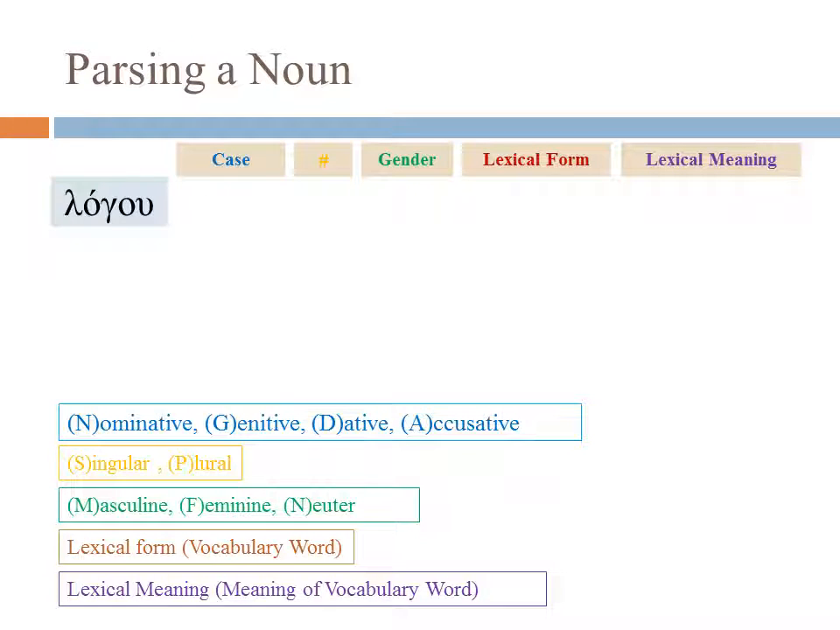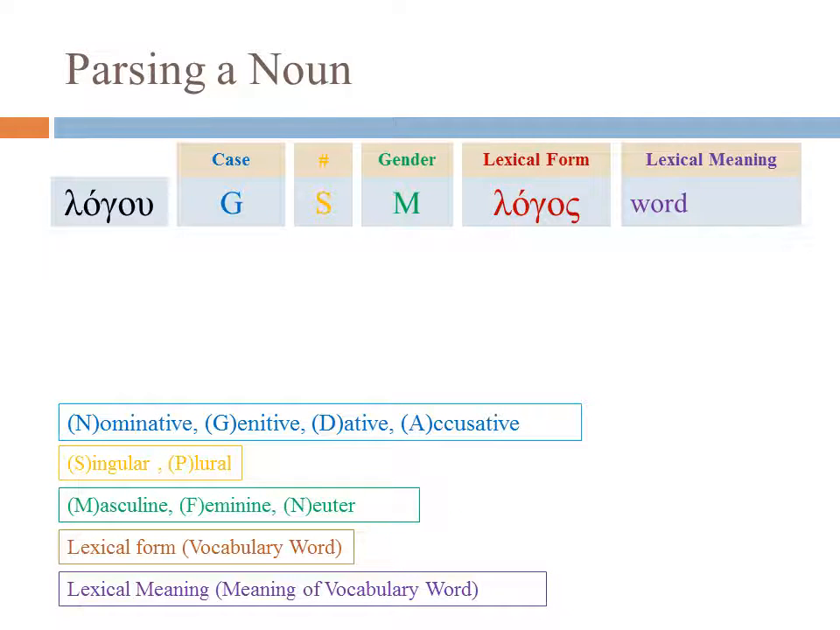Okay, let's go ahead. So we have the word logu. The training that I want you to see is that what we care about is that ending because it tells us everything about this noun. So the ending is omicron upsilon. And that ending happens to be a genitive. Can you guess? Singular. And what is the gender of it? Masculine. So we have genitive, singular, masculine. The lexical form of this is logos, and its meaning is word.